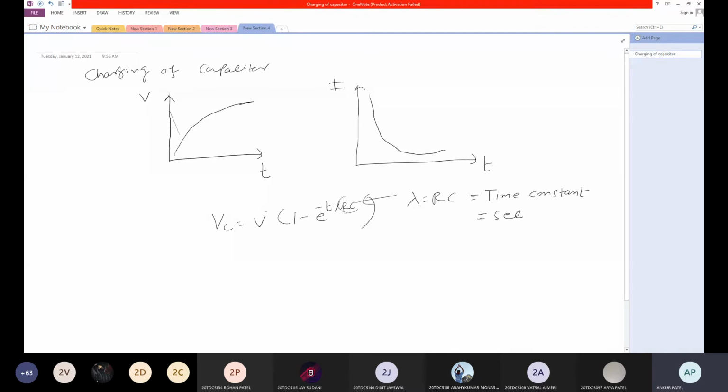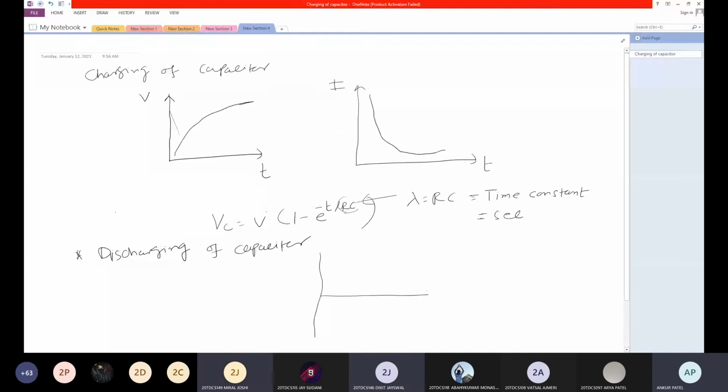Voltage gradually increases. Suppose we are giving 12 volt, then it goes up to 12. Current is maximum initially, then it gradually decreases during charging. Now, during discharging, what will happen? Suppose I am shifting the switch to the B position. Anyone have an idea what will happen during discharging?